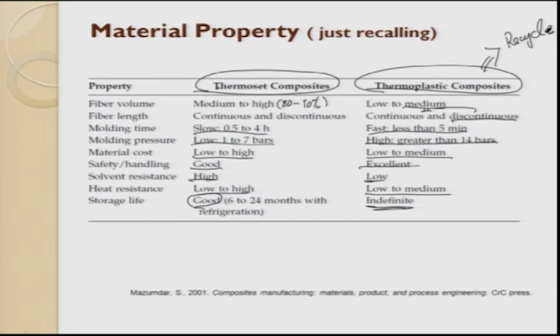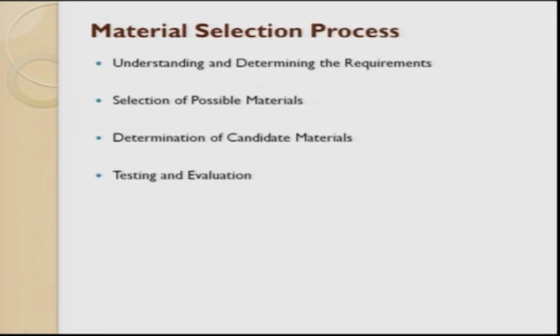So this is a recap which we already saw. These are some of the properties you should know before making a choice for fabricating a composite. So the material selection process can now be divided into 4 things. One is understanding and determining the requirements. See, that is the biggest problem.